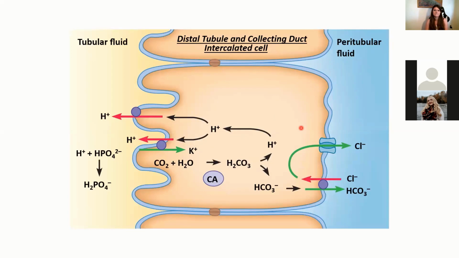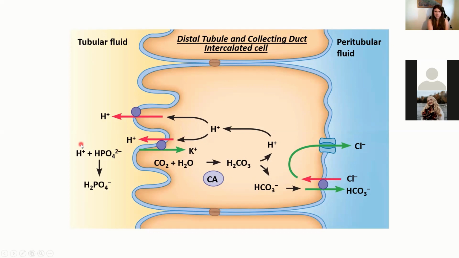Okay. When we get to the distal tubules and the collecting ducts, we're actually going to start talking about the creation of new bicarbonate ions. So this is important to note. This is now an intercalated cell. So that was our second type of cell in the tubules, the one that we haven't really talked about yet. So its job is to create more bicarbonate ions.